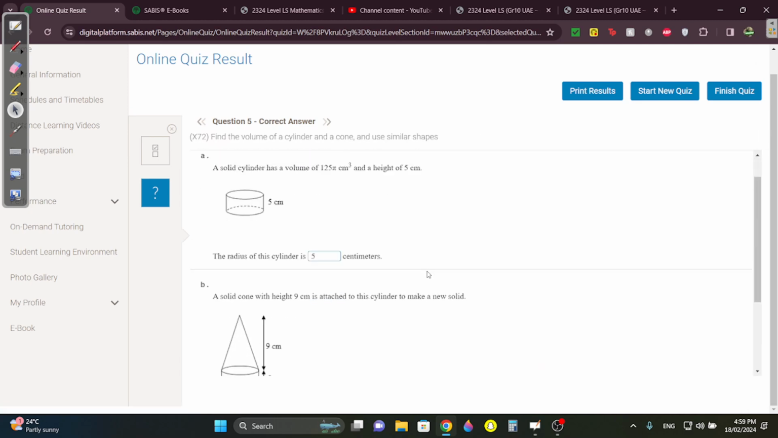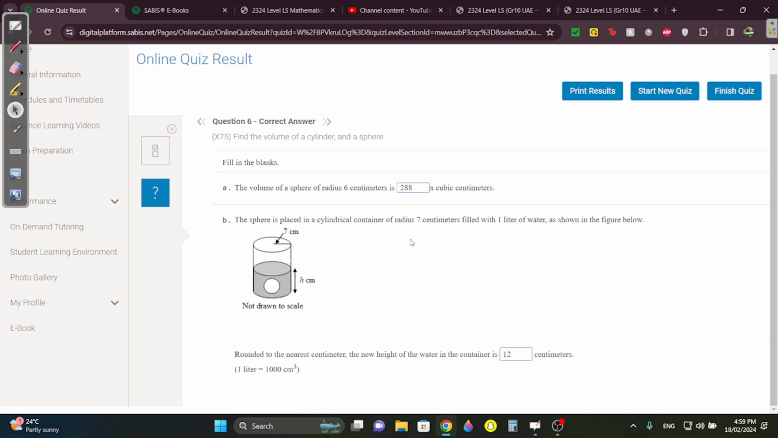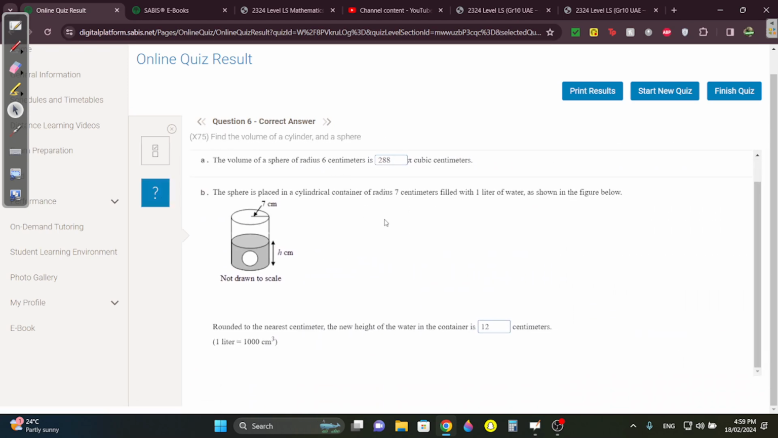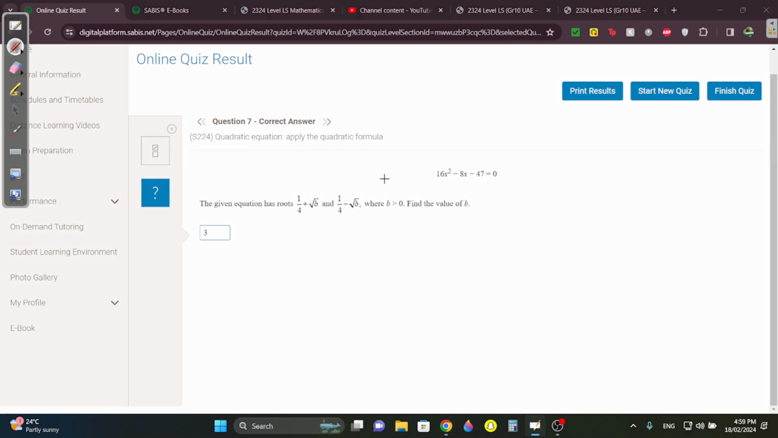Question 5. I solved this in the old recording, week 6. Go back on it. Question 6. Also, I solved this in the old recording. Question 7. I did not solve this in the old recording.